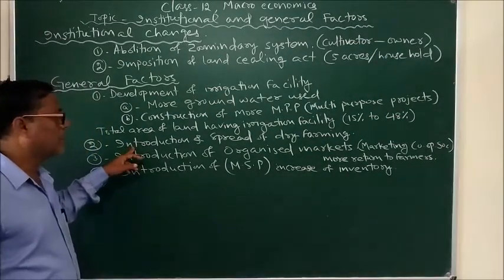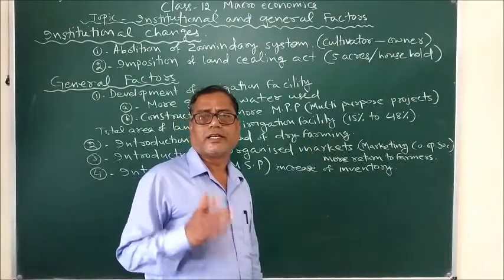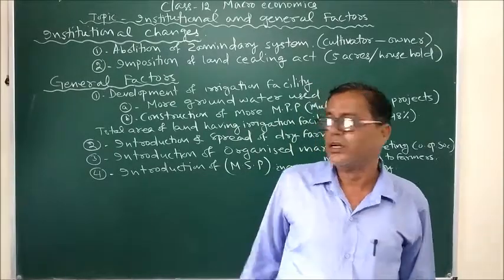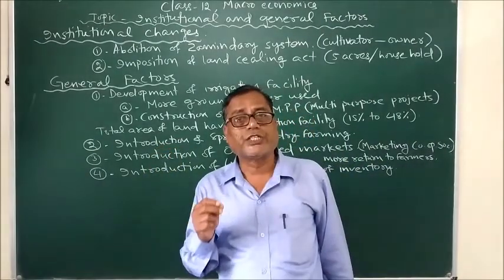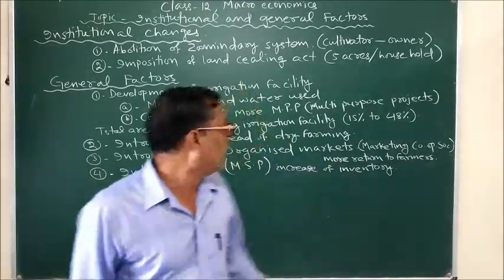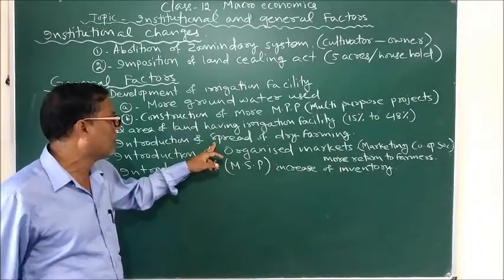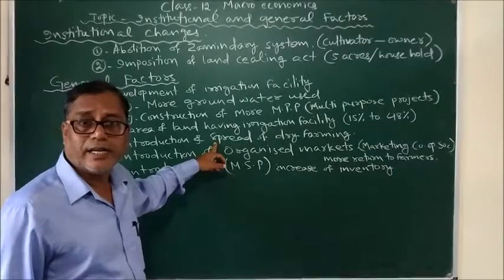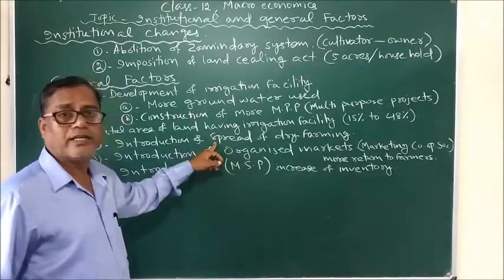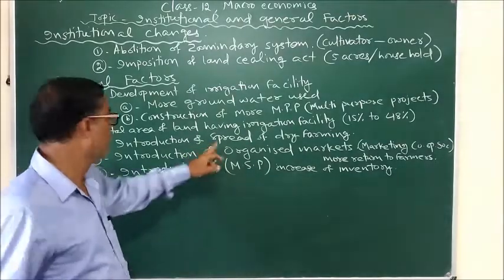Then the next point is introduction and spread of dry farming. Actually, our agricultural scientists and researchers did a lot of research in order to develop such seeds which can be grown with the minimum supply of water. Because such seeds needed very little water, in areas where there is scanty rainfall, not plenty of rainfall, we can use those seeds for agricultural purposes. So this contributed to more production of food grain.